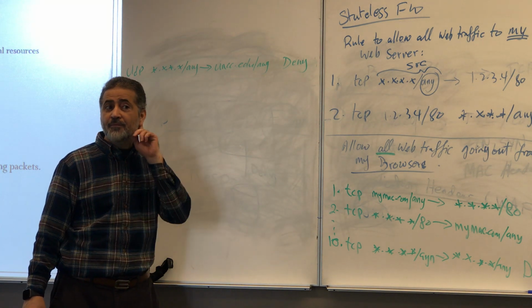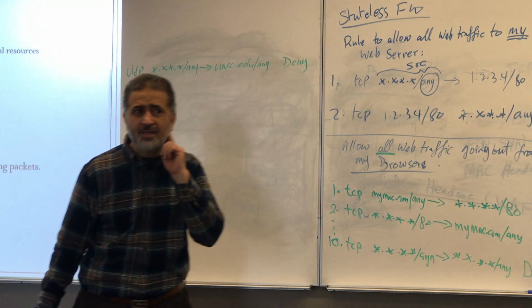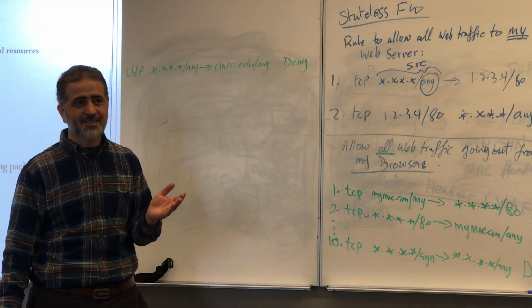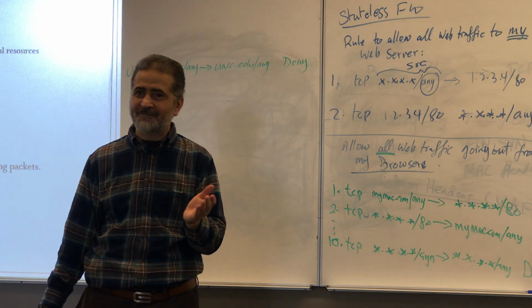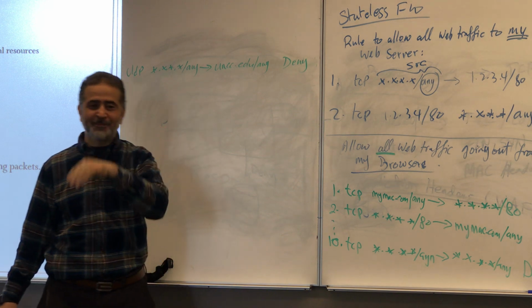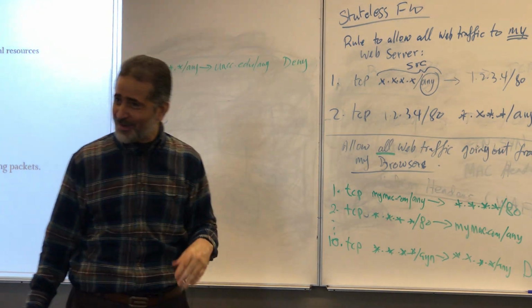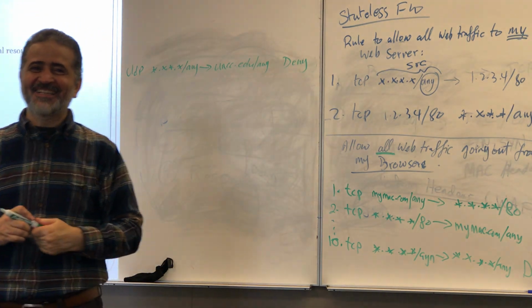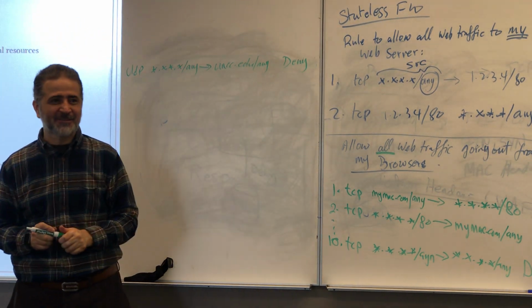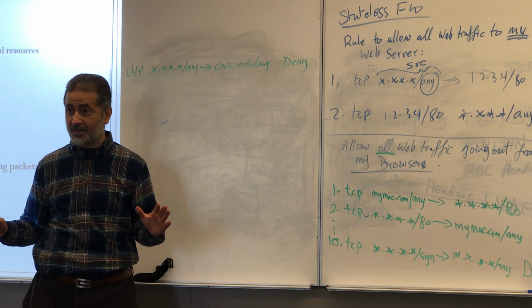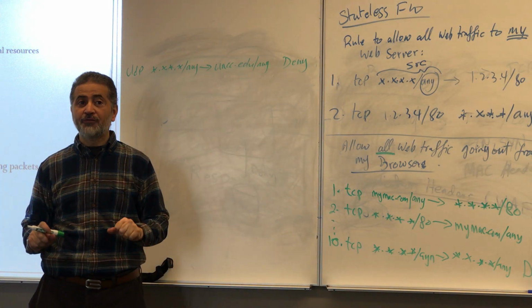Voice over IP. What else? DNS. What port? I don't know. Look it up. 25? I have no idea. 25 is the mail, email. Okay, I missed that. 53. 53.